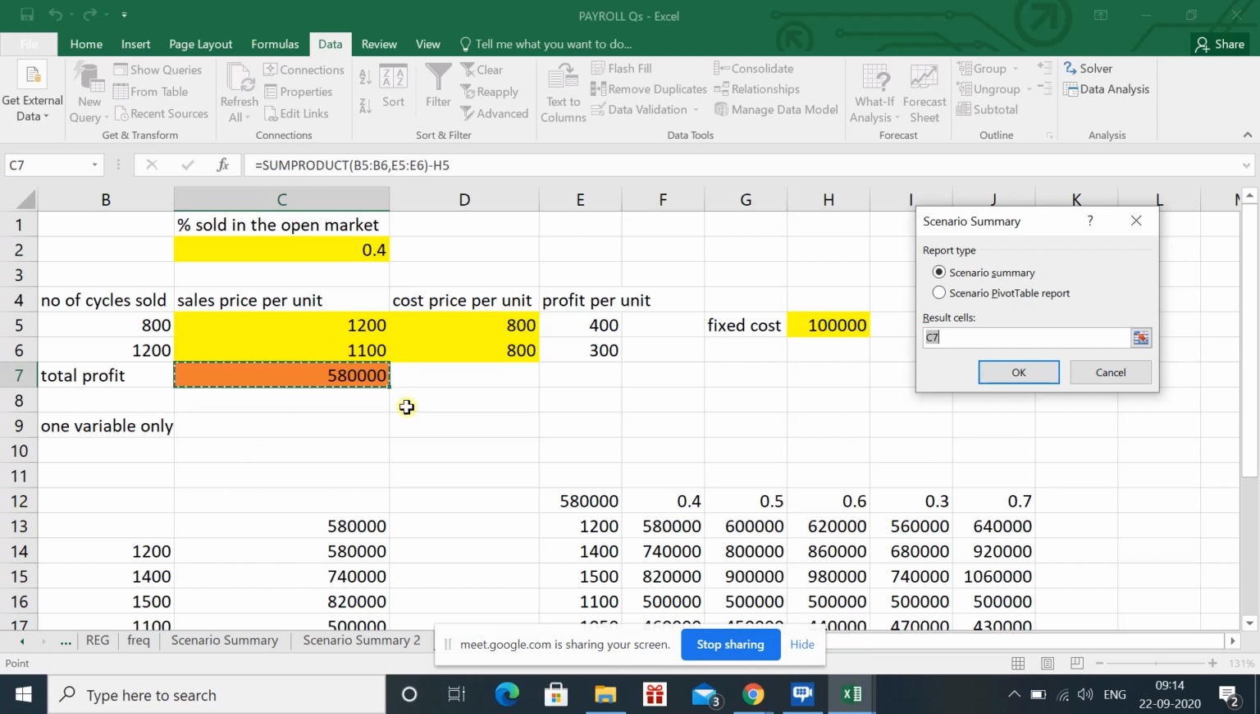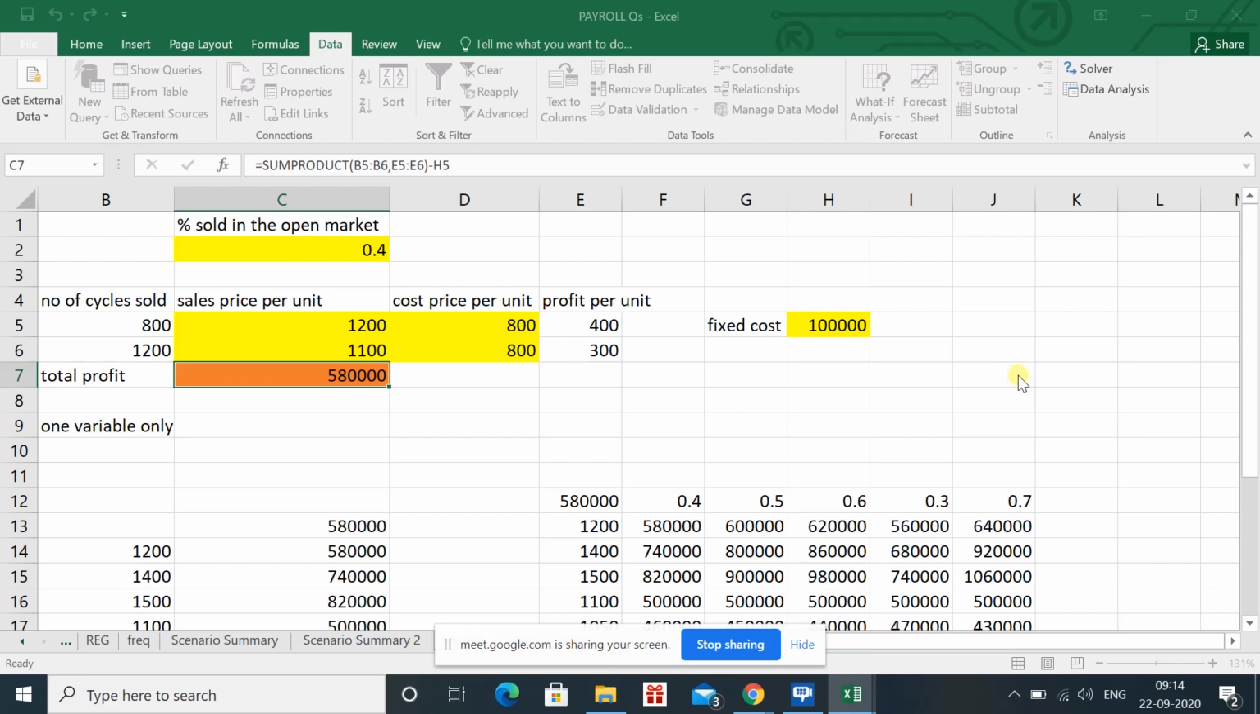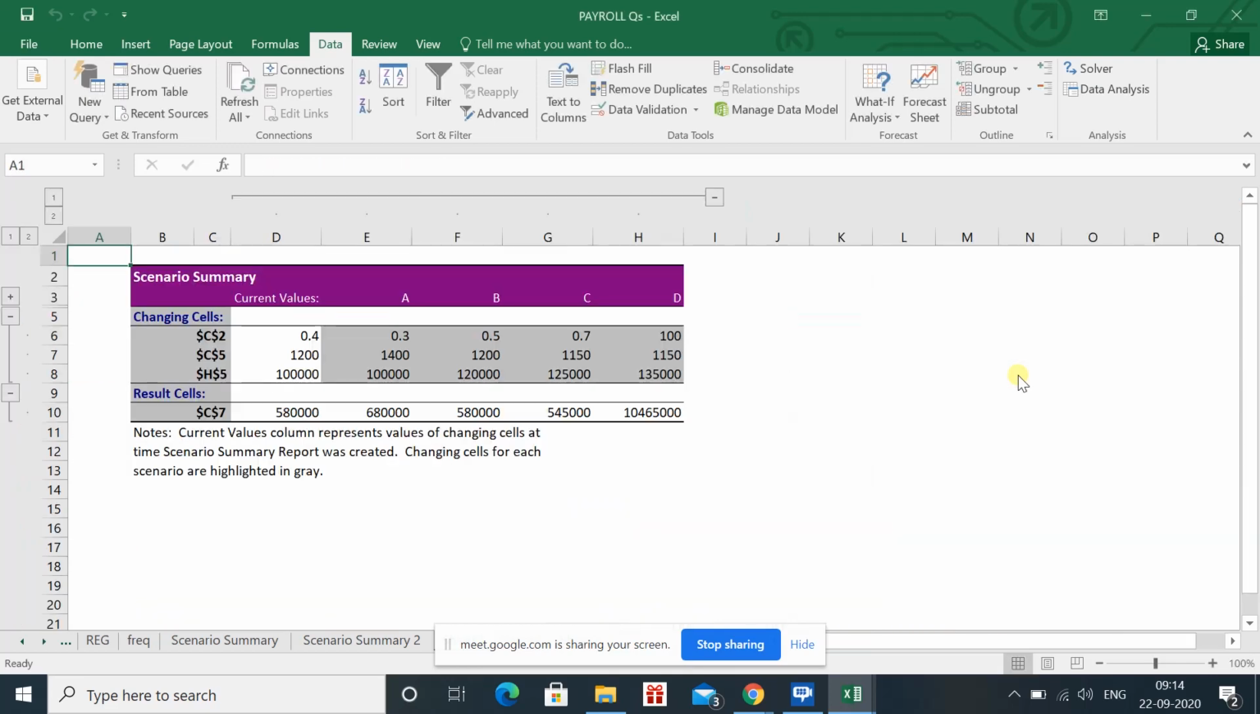You are giving the indication that by changing these three values, I want to see its impact over the profits. So that's why it is showing C7 in the result cell. If you press OK, it will add one more sheet in the Excel file over which you are working. See, when I'm pressing OK, it is taking one or two minutes for processing, for giving you the final output, and it has added a new sheet in the Excel file where I'm working.